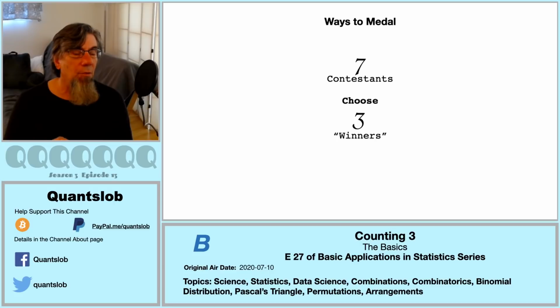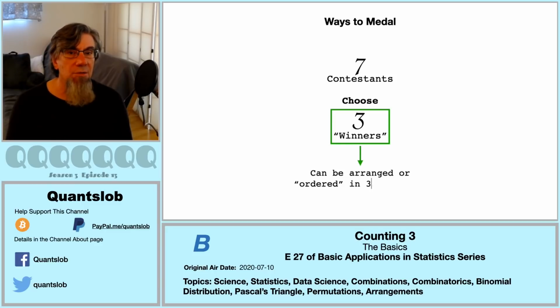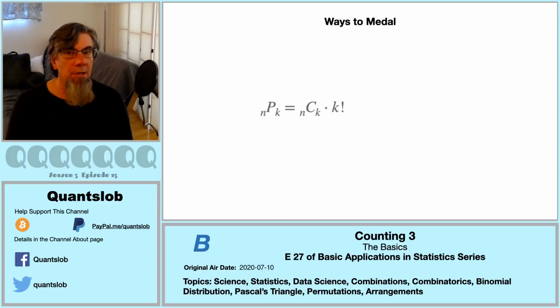However, in this example, the chosen 3 can medal in a number of different ways. And well, it turns out that if we have k unique objects, they can be arranged in k factorial ways. So in this example, 3 factorial equals 6. The consequence is actually fairly simple. A permutation increases the number of possibilities over a combination by a factor of k factorial.